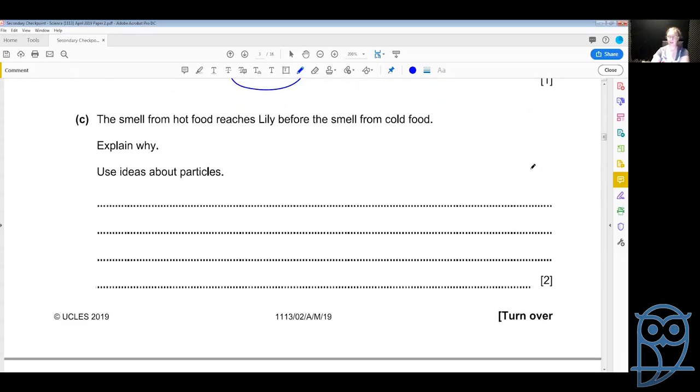C says, the smell from the hot food reaches Lily before the smell from the cold food. Explain why. Use ideas from particles. So the particles in the hot food have more energy. And if the particles have more energy, that means they vibrate more, they move more. So they will diffuse faster than the ones from the cold food, which have less energy and will therefore diffuse a lot slower.